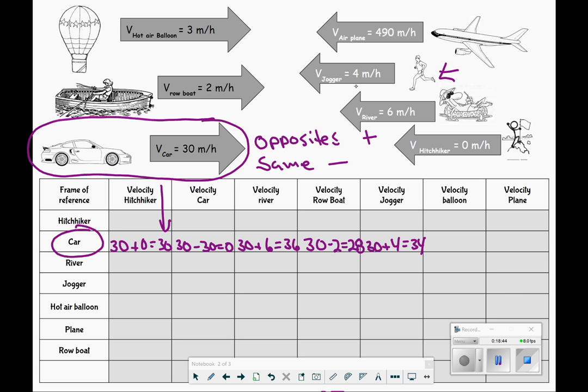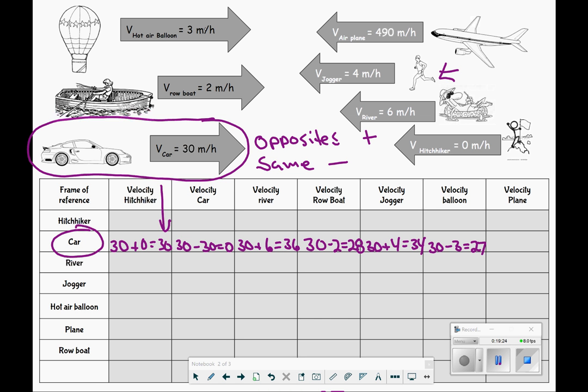So now the next one, we're going to look at the car and the balloon. Okay, so are they going in the same or the opposite direction? From what this says, it's going in the same direction. And when they're going in the same direction, you subtract. You need to find the largest number, which is 30. 30 minus 3 equals 27. So from the car's point of view, the hot air balloon is going 27 miles per hour. From the hot air balloon's point of view, the car is going 27 miles an hour.